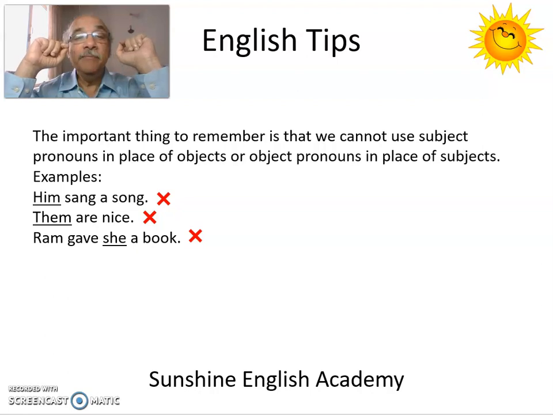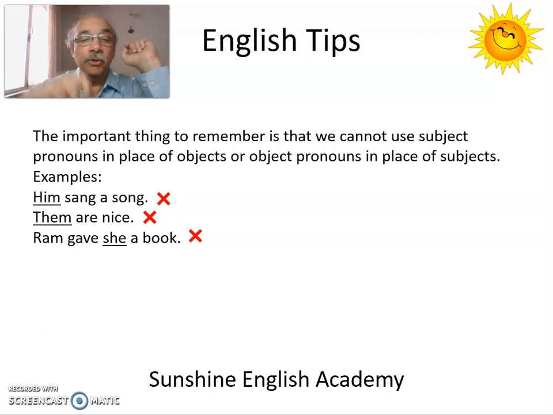Similarly, them are nice is incorrect because them is also an object pronoun. Whereas the next one, Ram gave she a book. Now, she is a subject pronoun. It has come in the wrong place after the verb because that should be the object of the verb gave. So we have to say Ram gave her a book.